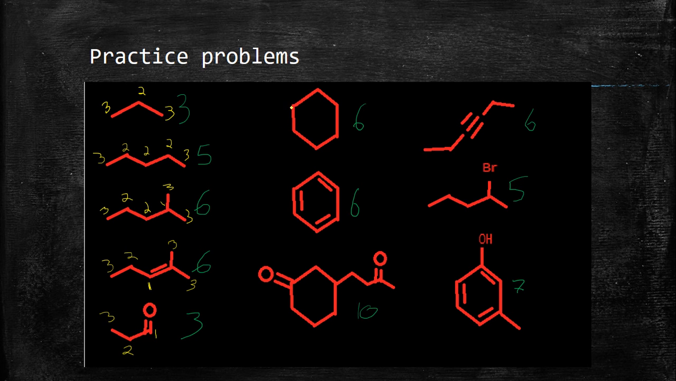Now, for the ring, we've got 1 carbon here, which is bonded to 1 here and 1 here, and so it's got 2 hydrogens, and that's going to be the same for all the different carbons.